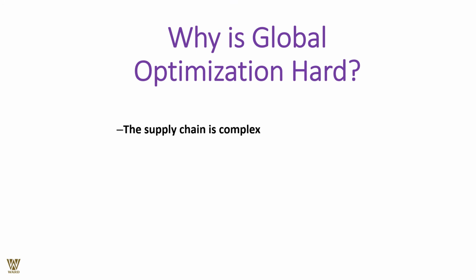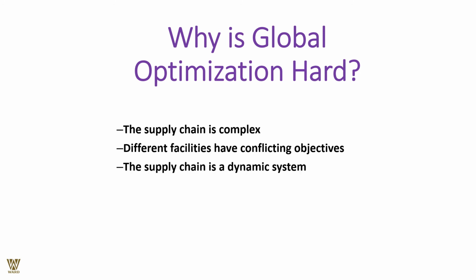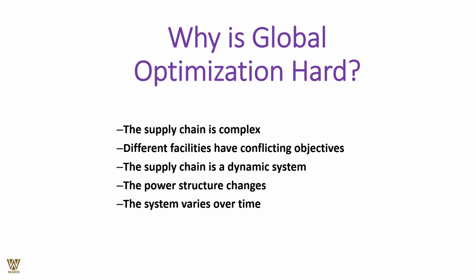Because the supply chain is simply quite complex. Why? Because you might have a production unit, you might have a quality product, but then the customers might be far off, scattered, and you don't find a regular customer, a decent customer, or probably a loyal customer in one segment and one area. The customer preferences change, and that's why the supply chain becomes more complex. Different facilities have conflicting objectives. The supply chain remains a dynamic system as the power structure changes around here. The system varies over a period of time.